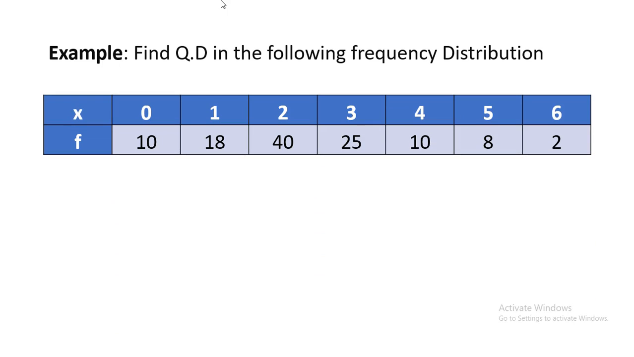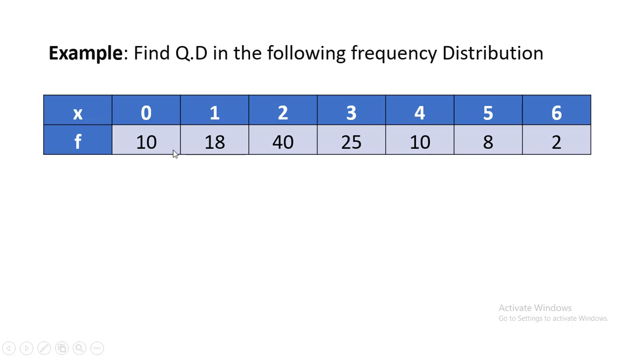Now moving on to the second case, which is to find quartile deviation in the following frequency distribution. The frequency distribution given here is this. This is case 2, or simple frequency distribution, where observations are listed and next to every observation its frequency count is written. As you can see, 0, 1, 2, 3, 4, 5, 6 are my values, and corresponding to each value there is a frequency count written next to it.